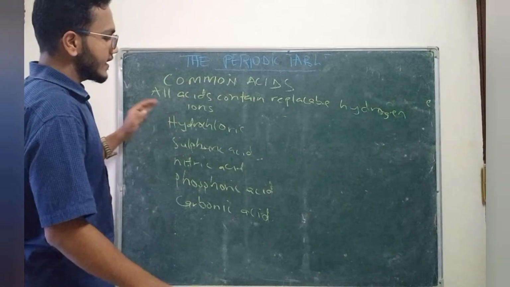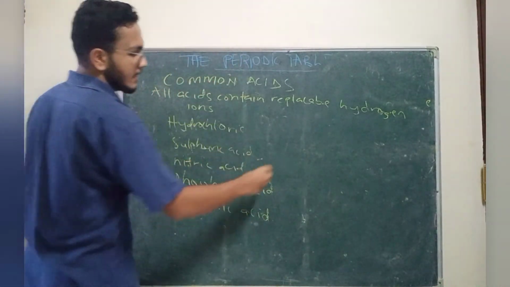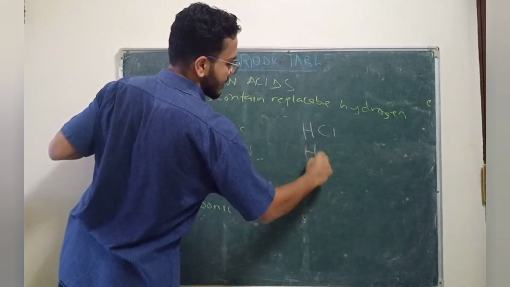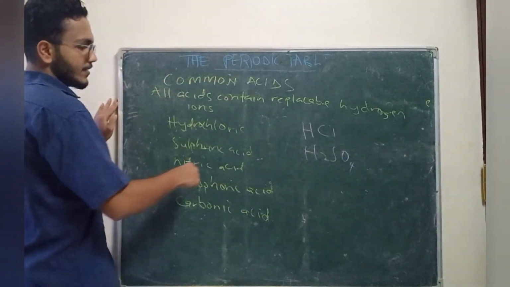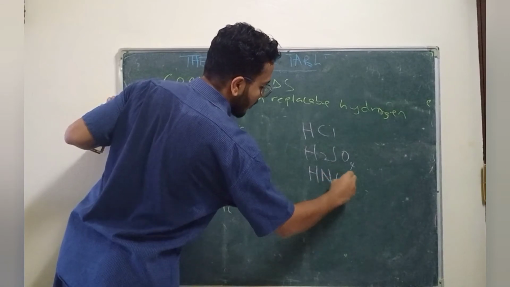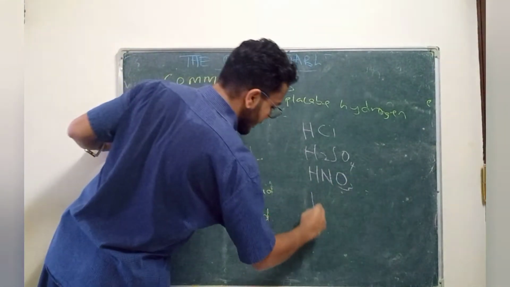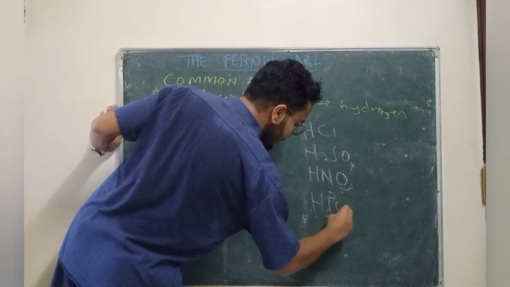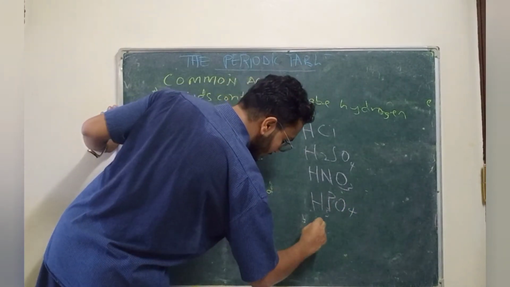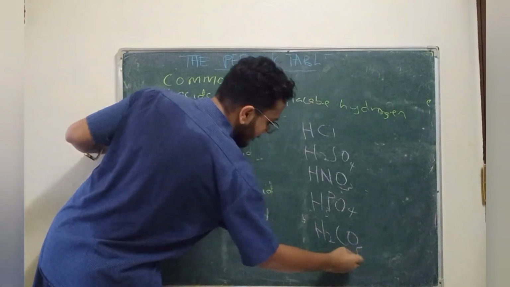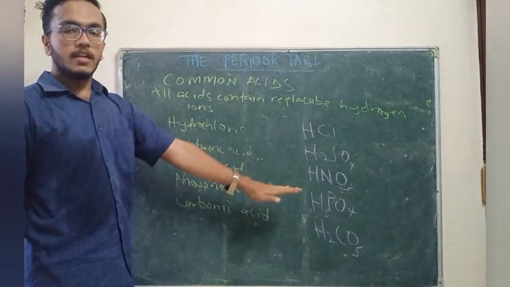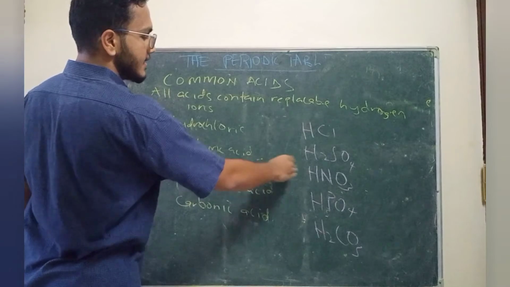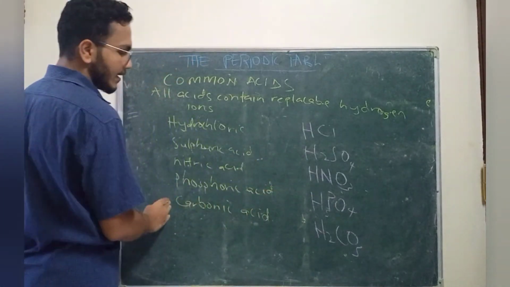Hydrochloric acid is written as HCl. You must know these formulas by heart. Sulfuric acid is written as H2SO4. Nitric acid is HNO3. Phosphoric acid is H3PO4, and carbonic acid is H2CO3. Now these are the most common acids in chemistry, and you must know these formulas by heart. Hydrochloric acid is HCl, sulfuric acid is H2SO4, nitric acid is HNO3, phosphoric acid is H3PO4, and carbonic acid is H2CO3.